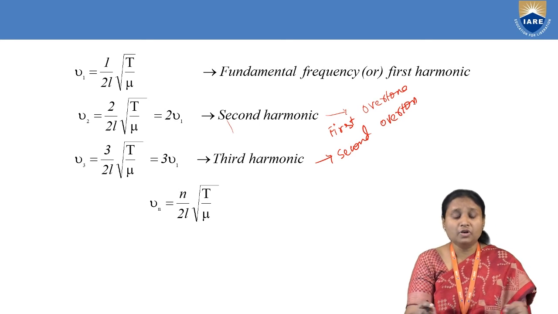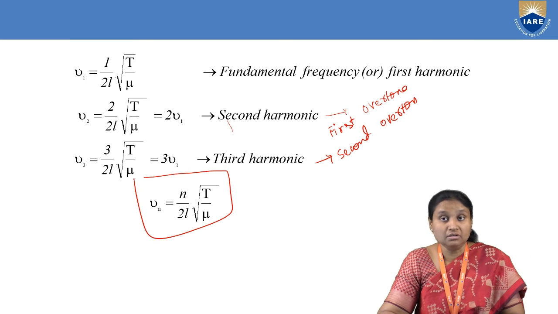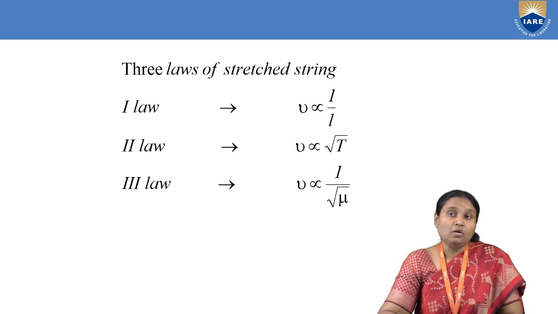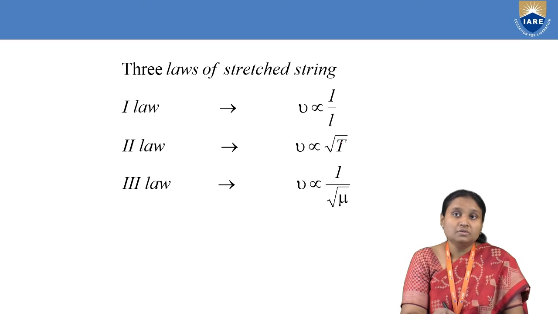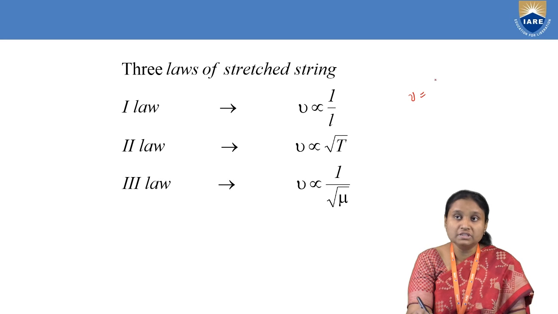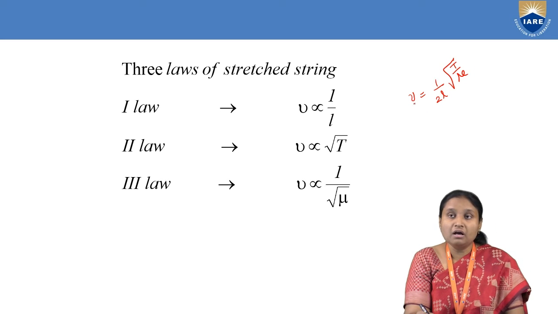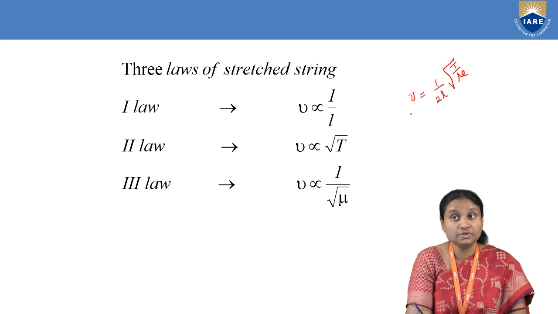Now this is what we got, and this equation is a very important equation. With this equation, we know that there are 3 laws of stretched string. So what are those 3 laws? As we have seen, the formula for frequency is given as 1 by 2L square root of T by mu. Now, in the first law, how are frequency and length related? Frequency is inversely proportional to length of string.